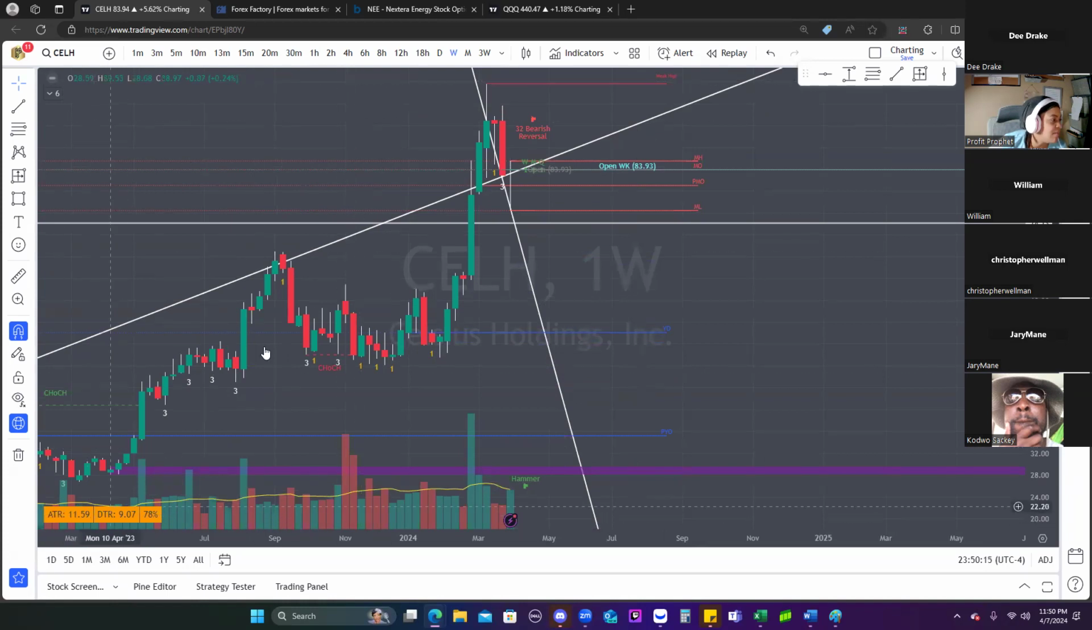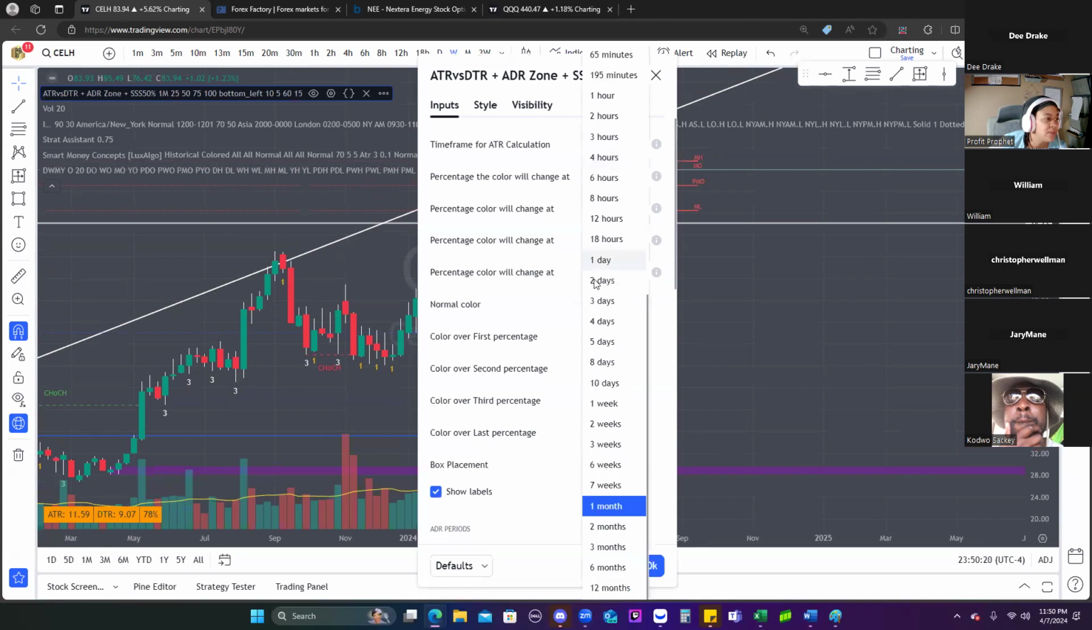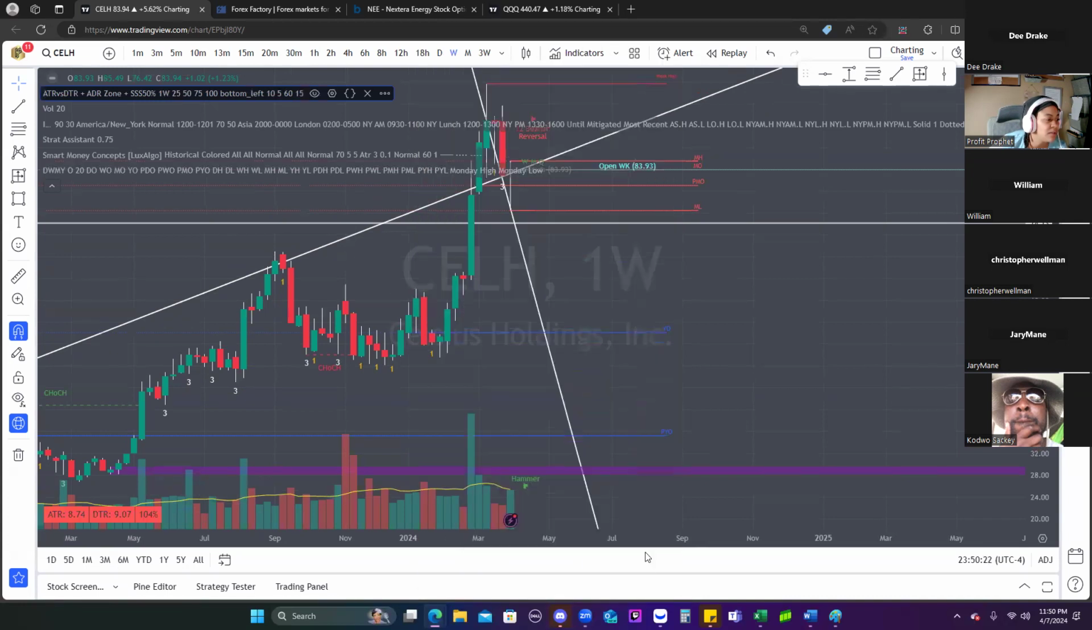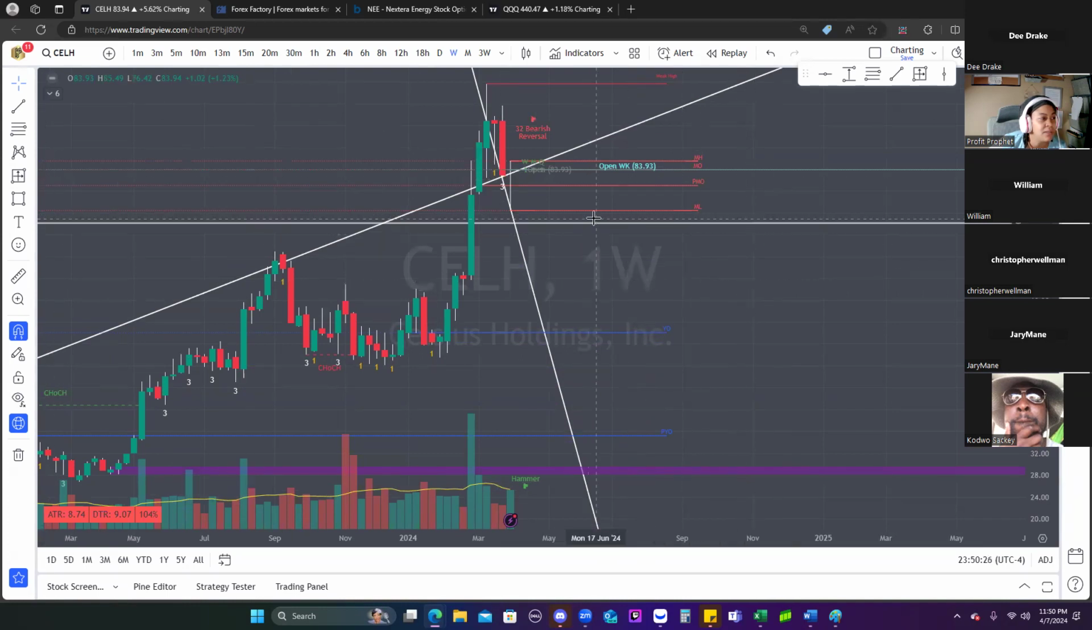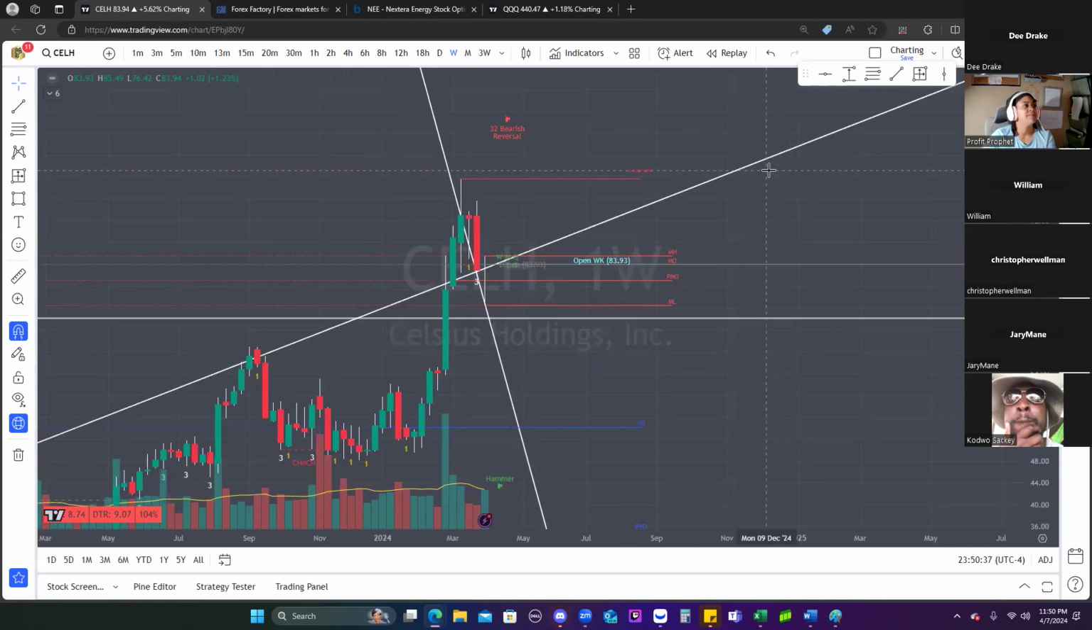Celsius on the month, what is this ATR? Okay, so what's it on the weekly? $8 either side. So we could easily come down here or come back up here.